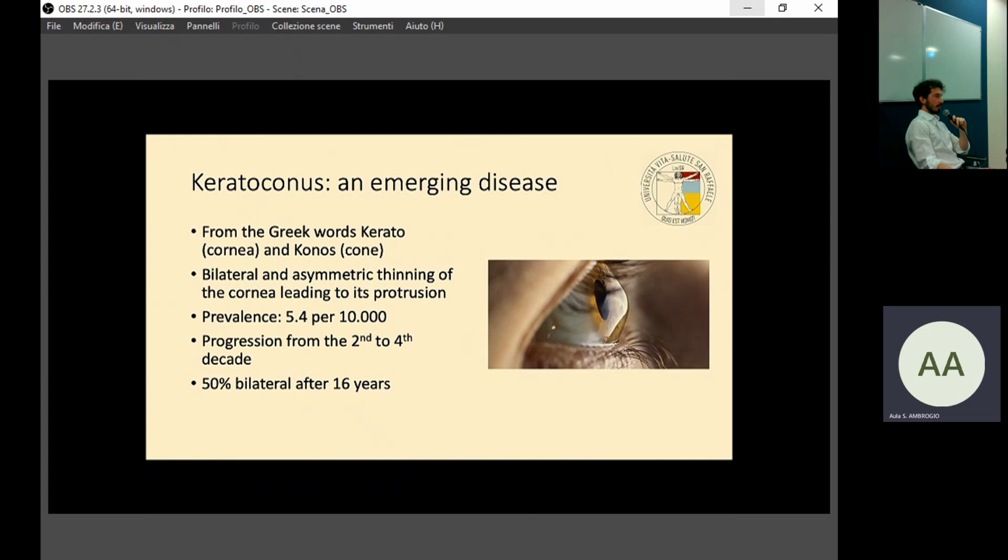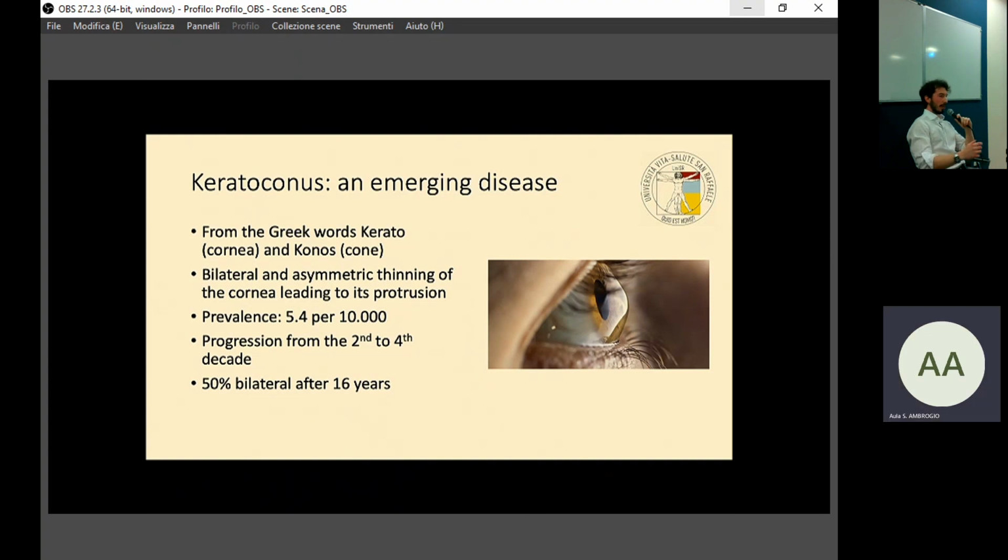The prevalence in males and females is equal, and the estimated prevalence is around 5.4 per 10,000. Even though we have to remember that keratoconus is an emerging disease, and it is really interesting to know that the prevalence is largely underestimated because diagnosis, especially in the early stage, is only possible by some specific methods like anterior chamber imaging or CT.